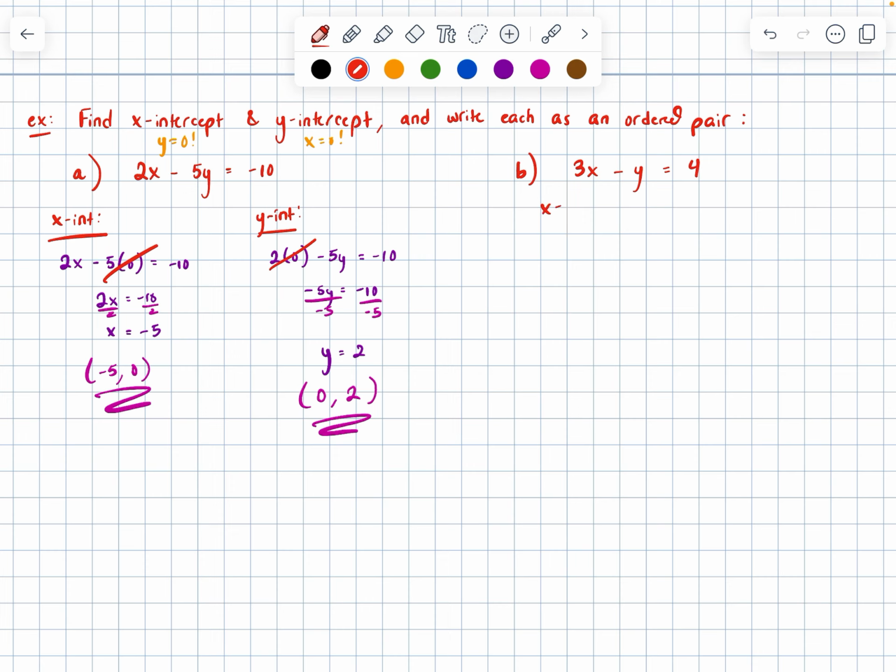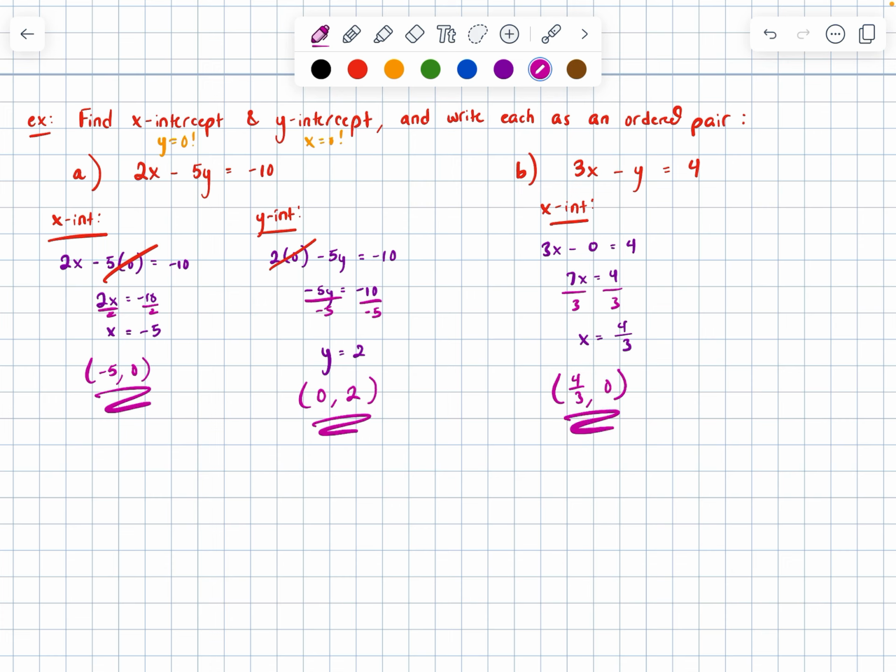Nice. 3x minus y equals 4. So again, to find my x-intercept, what do I do? Well, if I'm on the x-axis, that means that the value of y has to be 0. So I'm going to take 3x minus 0 for y equals 4. 3x minus 0 is 3x. 3x equals 4. We're going to divide both sides by 3. That means x is equal to 4/3. So that tells me x equals 4/3.